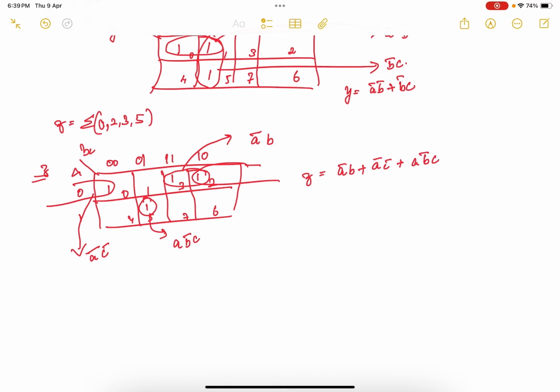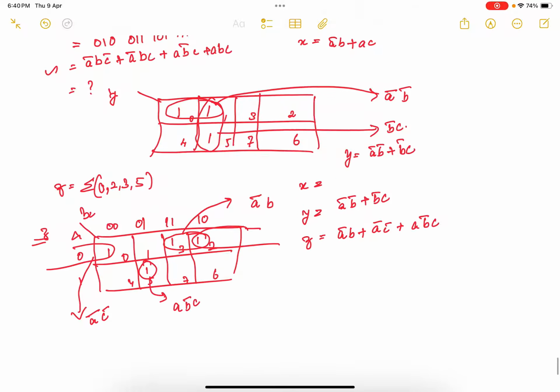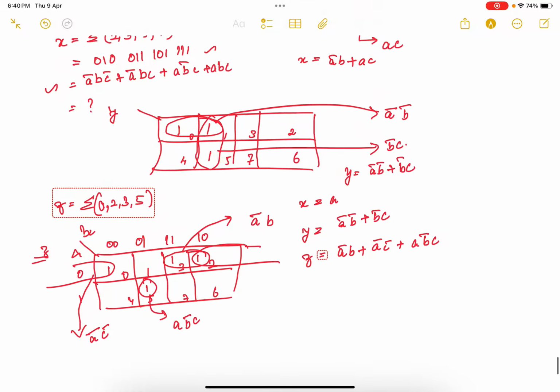So already we have found what your Y is. Y is nothing but A bar B bar plus B bar C. And what is the X term? The X term I have already written here, that is A bar B plus AC.